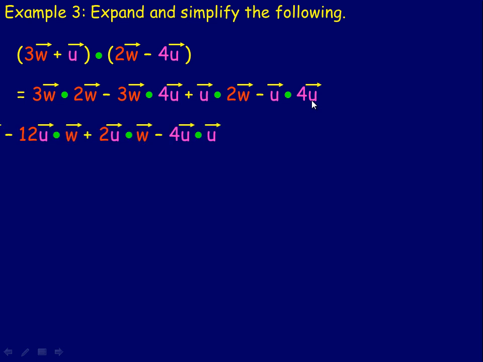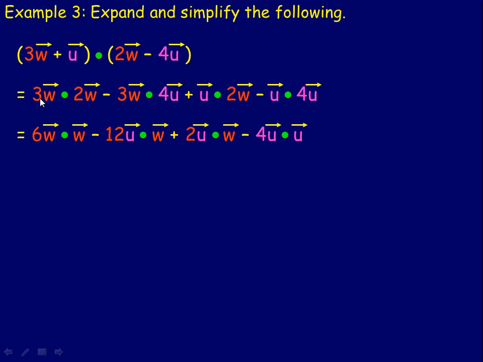Now, we can simplify this a bit. 3 times 2 is 6, so that's 6w dot w. Negative 1 times 4 is negative 4, u dot u. And in the middle, negative 3 times 4 is negative 12, 1 times 2 is 2. Both of these would be a u dot w, u dot w. I'm just writing them in the same order. They're not written in the same order here, but I changed it so they are, so we can see more easily that those are actually like expressions.